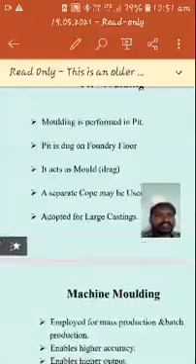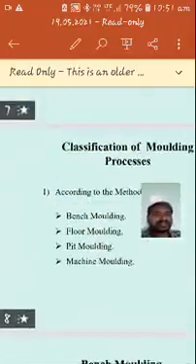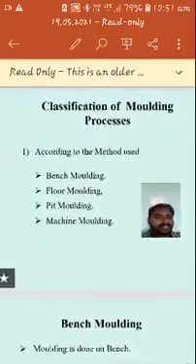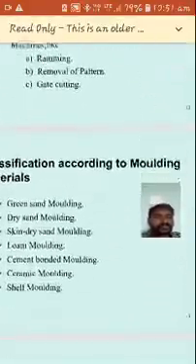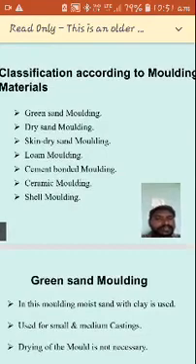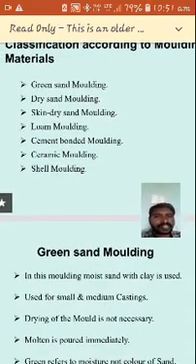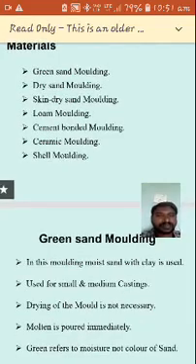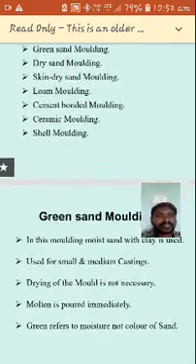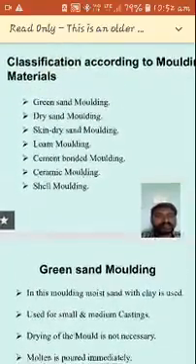This molding is done according to the method used. Now, classification according to the molding materials. What are the molding materials? Green sand molding, dry sand molding, skin dried sand molding, loam molding, cement bonded molding, ceramic molding, and shell molding. These are the various types of molding materials.